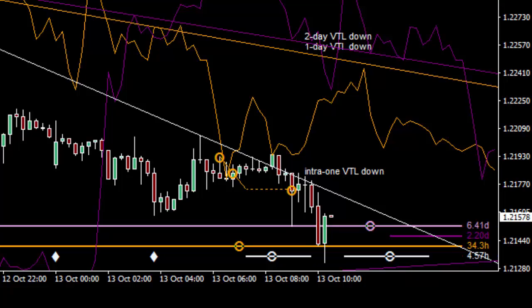But the point is that we have a 5-hour VTL, a downward VTL over here. This is this white line over here. You can see it's labeled.